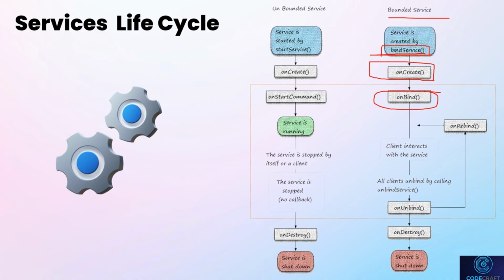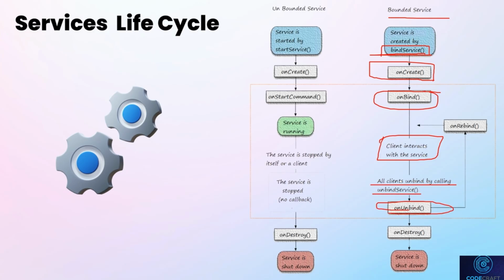The onBind method. The onBind method is called when a component binds to the service using the bindService method. It returns an IBinder interface that the client component can use to interact with the service. The service can perform setup and provide the client with this binder. This allows the client to interact with the service. And all clients unbind by calling the unbindService method.